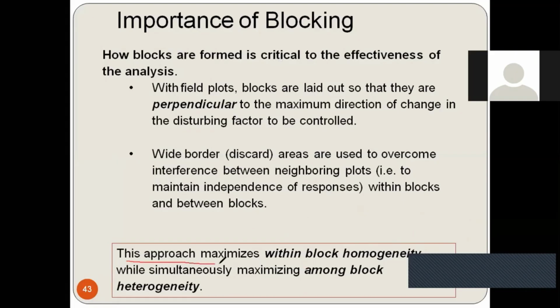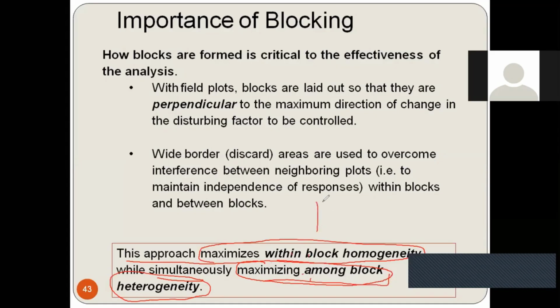By blocking, we try to maximize the homogeneity within the block. We try to maximize the within-block homogeneity. At the same time, we try to maximize the heterogeneity between the blocks, or among the blocks, right? We try to maximize the heterogeneity among the blocks. Two different things.